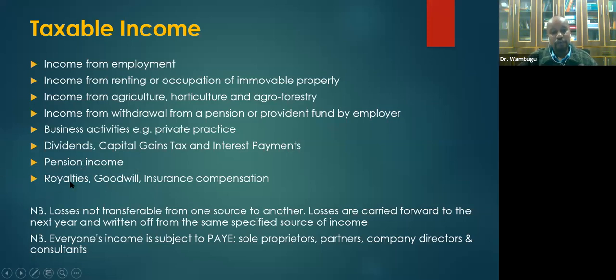Pension income, royalties, goodwill. Goodwill is like when you are getting income from, let's say, a property, and then it's marked up because maybe of the location, you're more likely to get more customers. That income that you get, assuming you're the landlord, that income is called goodwill and it is taxable. Another thing that is taxable is insurance compensation. So for example, if you have an accident with your vehicle and then it's written off, and then your insurance company compensates you of the sum insured, that is actually taxable, okay?